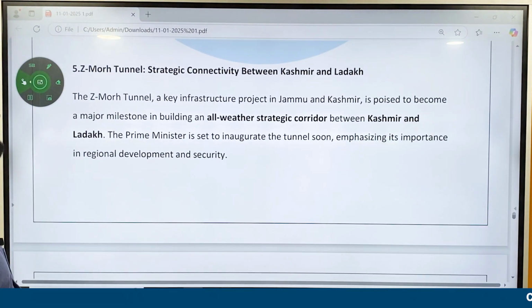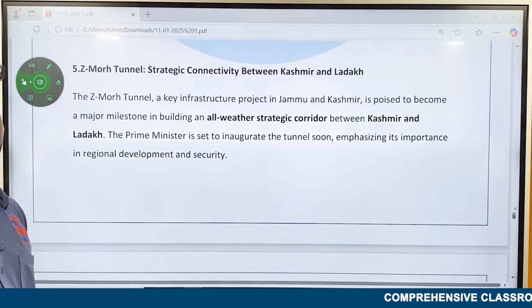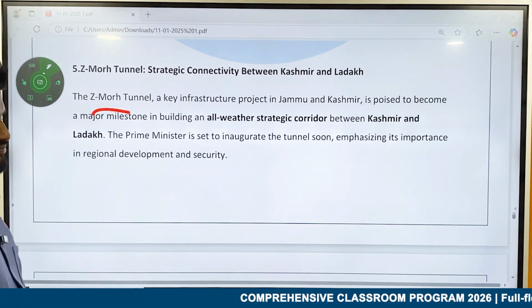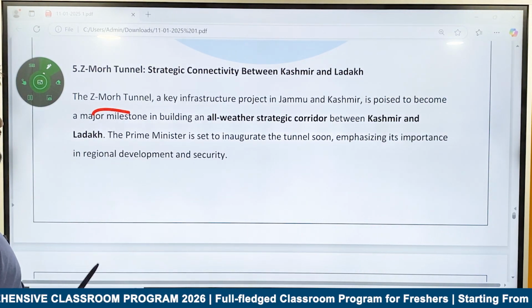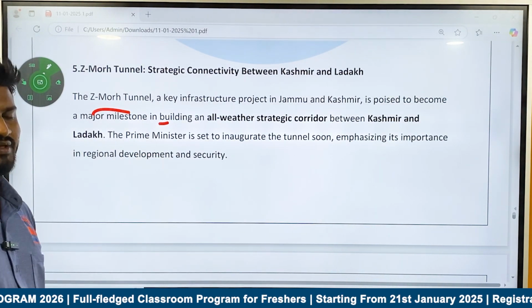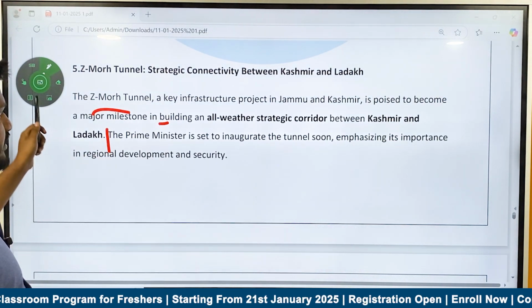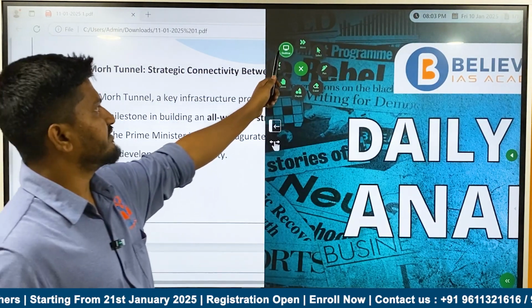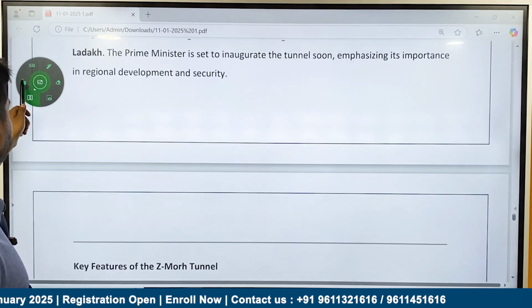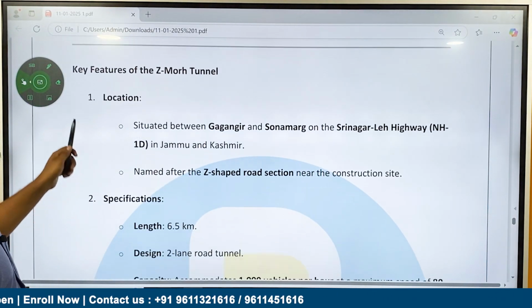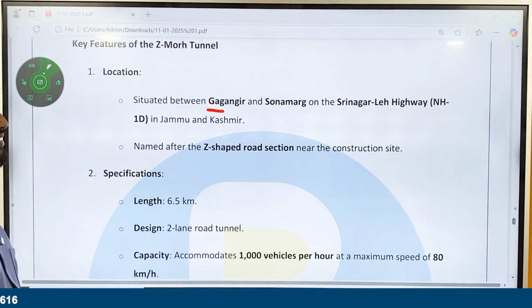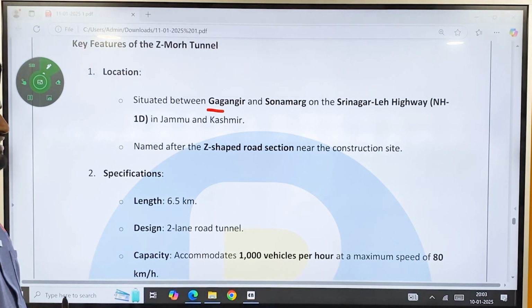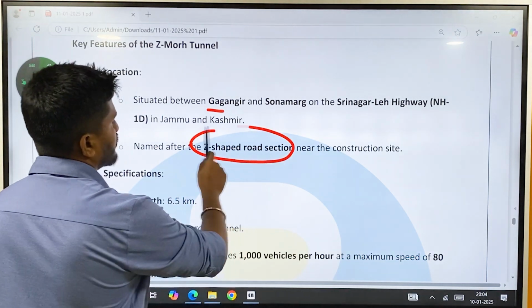Then the Z-Morh Tunnel, which is a strategic connectivity between Kashmir and Ladakh. The Z-Morh Tunnel is a key infrastructure project in Jammu and Kashmir, poised to become a major milestone in building an all-weather strategic corridor between Kashmir and Ladakh. The Prime Minister is set to inaugurate the tunnel soon, which emphasizes the significance of this tunnel. So key features are, it is situated between Gagangir and Sonamarg on the Srinagar-Leh highway, which is National Highway 1 in Jammu and Kashmir. It is named after the Z-shaped road section near the construction site.